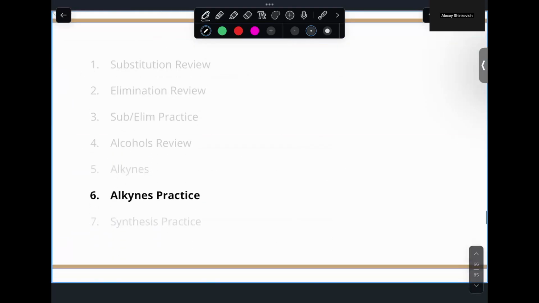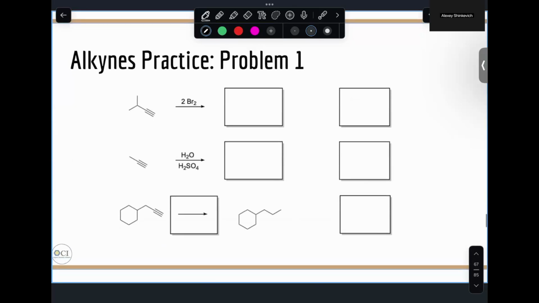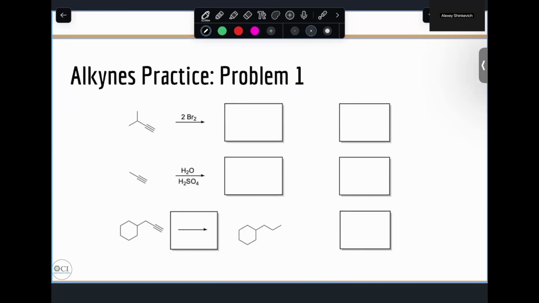So let's do some alkyne practice. I know that some of y'all are not very familiar with these reactions, so please use the ones I draw. It'll help. You ready to go over this? Yeah. All right, let's do it.